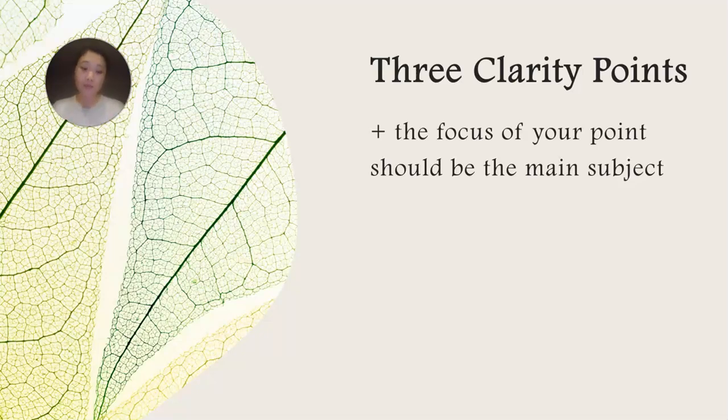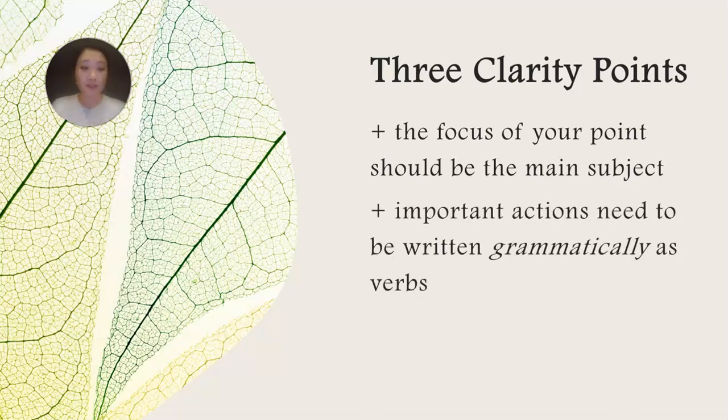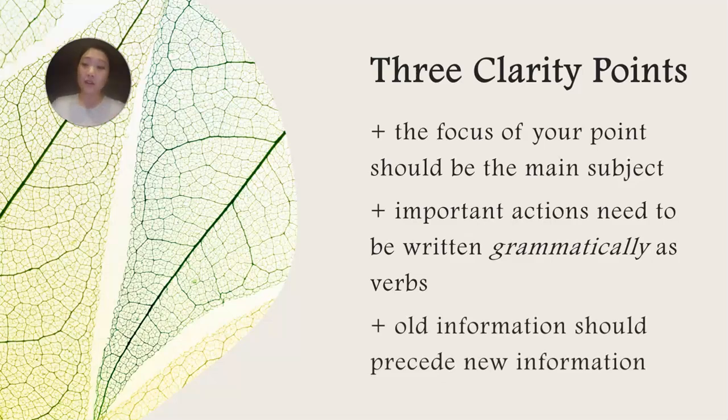subject of the sentence. Second, important actions needed to be written grammatically as verbs, and we saw the issue with that when we had the wolf's jump forced into becoming the subject of the sentence simply because of where it is placed in the sentence. We want to avoid that, and we're going to see another example of that later. And finally, on chronology, old information should precede new information, and we should go from general information before we go into the specifics of a topic.